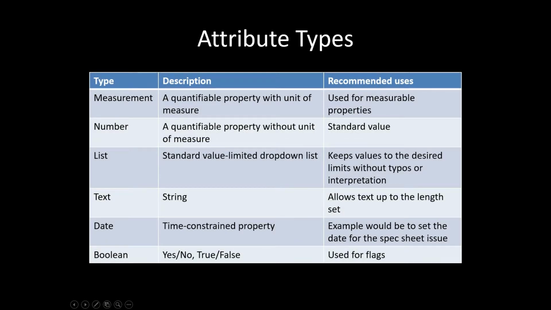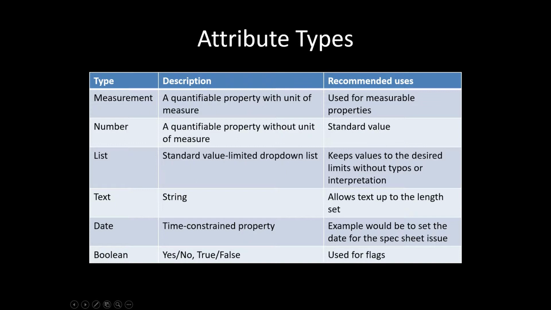Now that we have created the tree, we will go ahead and create each of the attributes. If you notice, there are several types of attributes that can be made. To describe, the following are options for the attribute. Measurement allows you to affix a unit of measure with the value, whereas number does not.